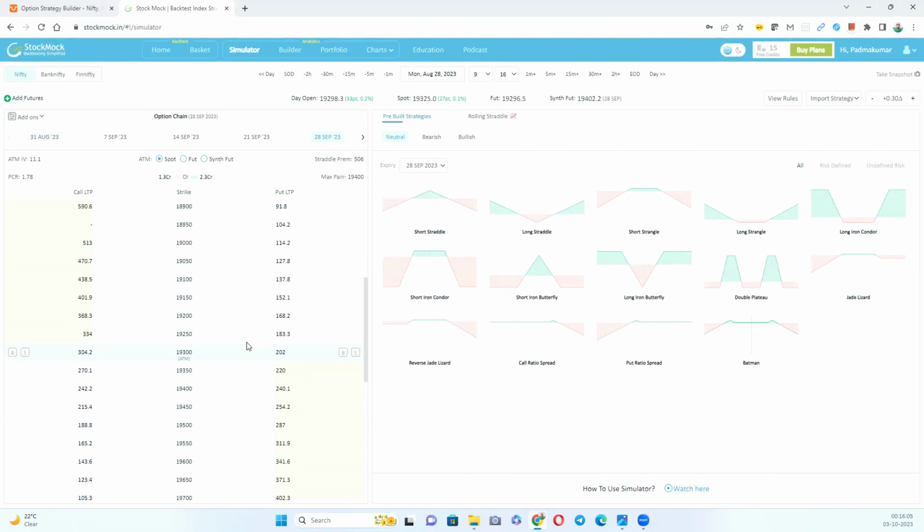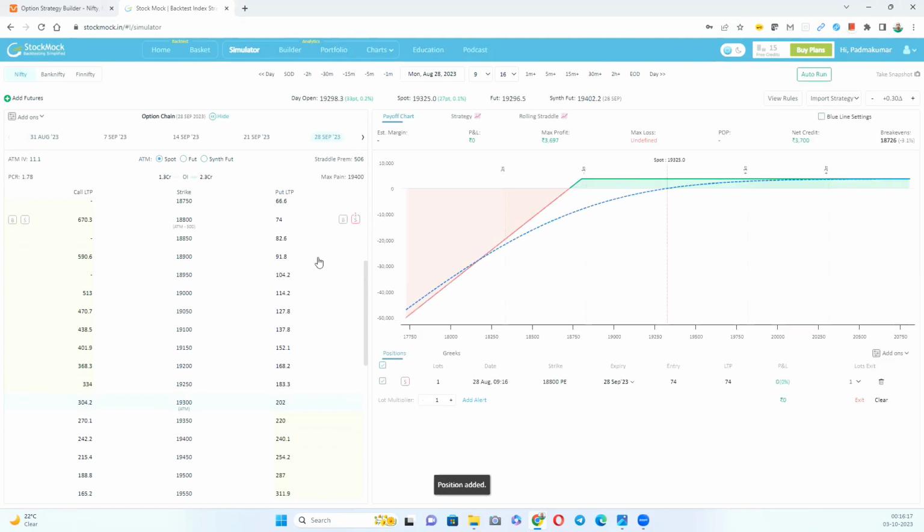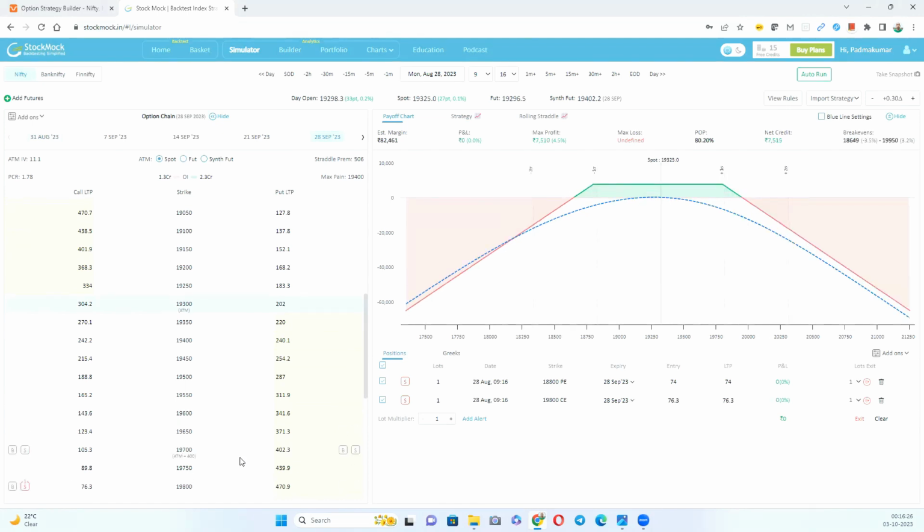The strike I have taken is 18,800. 18,800 is the one I took the trade on, so sell, and 19,800, which is a 1,000 points distance from the put sell on the call sell side. The distance between both the sold options is 1,000 points.